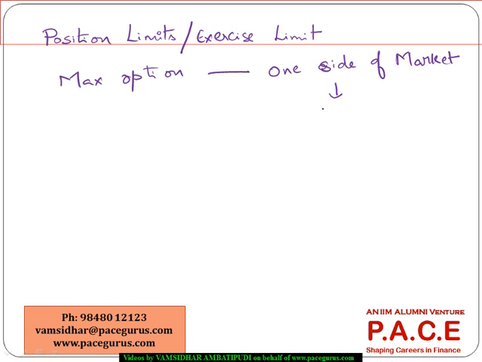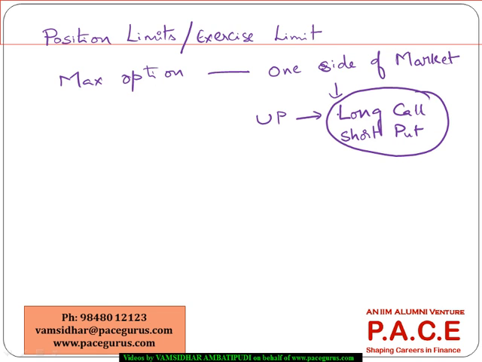So under the assumption that the stock price will go up, the person can hold either a long call position or a short put position. These two are grouped together because in these two cases, the investor is profitable when the stock price goes up. So he is taking a bullish view of the market there.